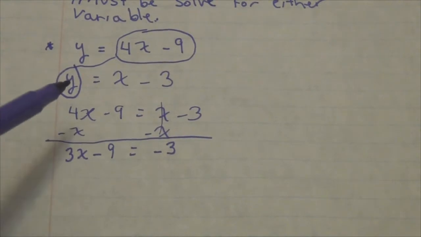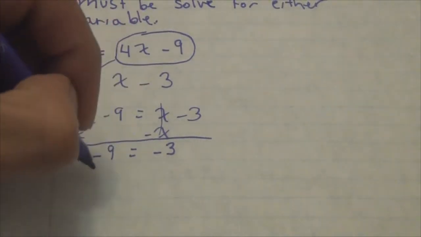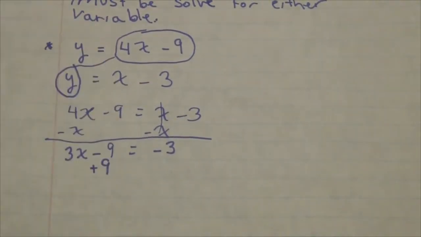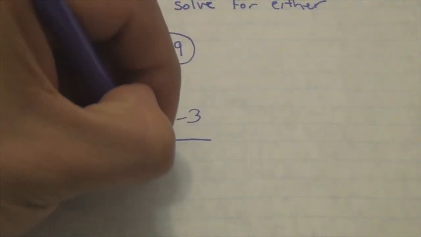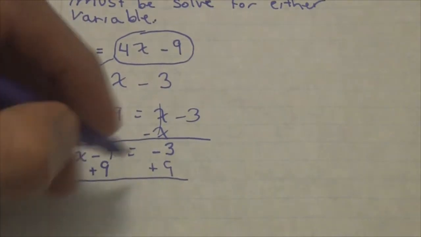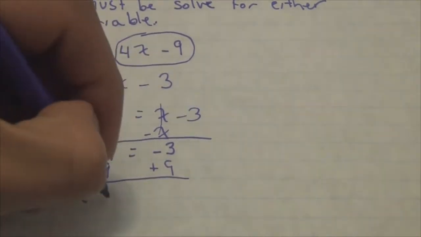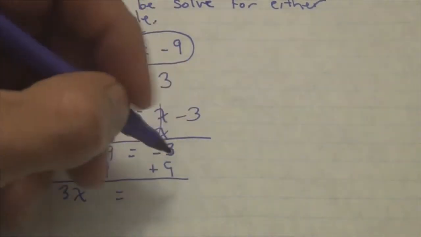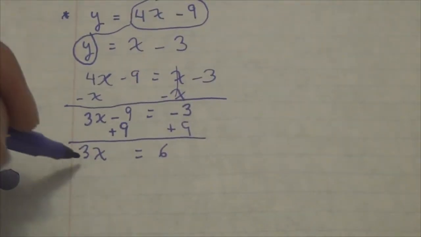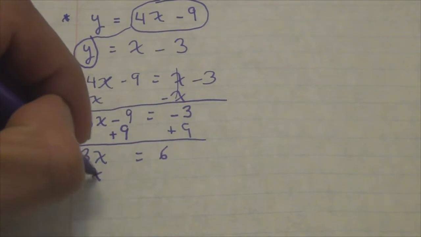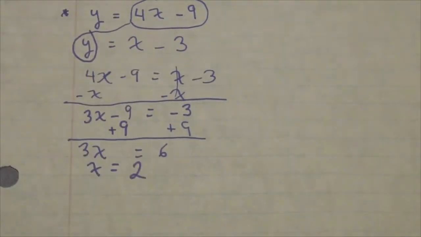Alright. Now we have additive inverse. So we're going to use the additive inverse of negative 9, which is positive 9. Or as you were told, just add 9 to both sides. Negative 3 plus 9 is 6. Divide by 3 on both sides and you get x equaling 2.